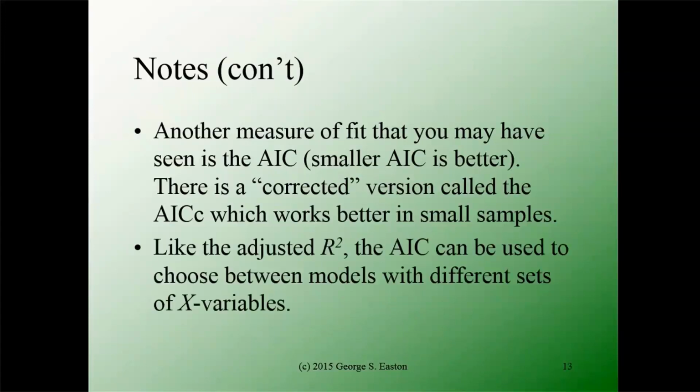So like the adjusted R-squared, the AIC can be used to choose between models that have different sets of x variables. And I'll add here that the absolute magnitude of the AIC does not have a reasonable interpretation. So the usefulness of the AIC is to compare the values between models that have different sets of x variables. Now, the AIC and the AICC in smaller samples is probably a better method for model selection and to prevent overfitting than the adjusted R-squared.